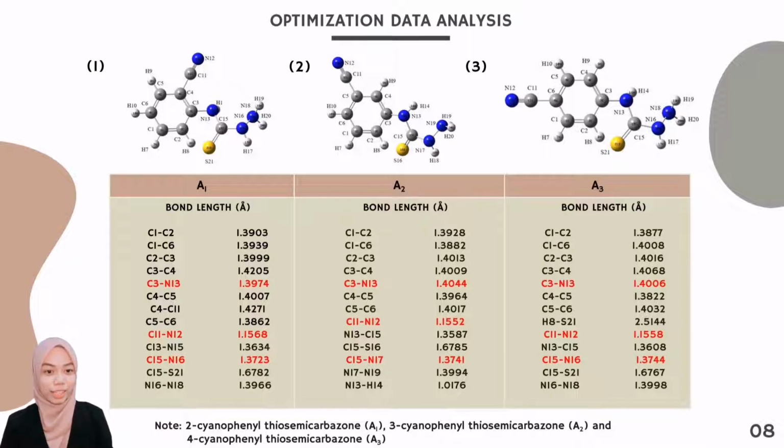In the optimization data analysis of these isomers, based on the results, A1 has 7 CC, 4 CH, 4 CN, 4 NH, and 1 NN and 1 CS bond length. Meanwhile, A2 and A3 molecules also have a similar amount of the bonds present in the A1 molecule. The bond length was extended in order to retain the repulsive force between the ring and chain charge clouds in these isomers. Moreover, the bond length for CN in A1, A2, and A3 isomers was observed at 1.1568, 1.1552, and 1.1558 respectively. According to a prior study, the differences in this value could be due to the effects of pi conjugation between the phenyl ring and thiosemicarbazone fragments.